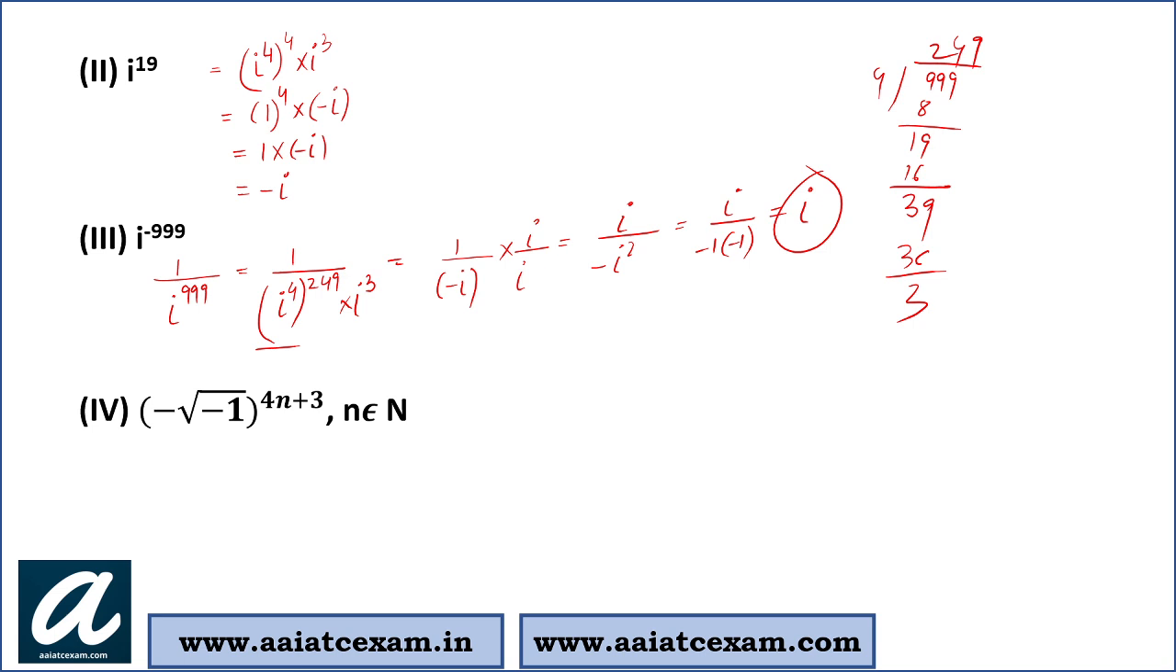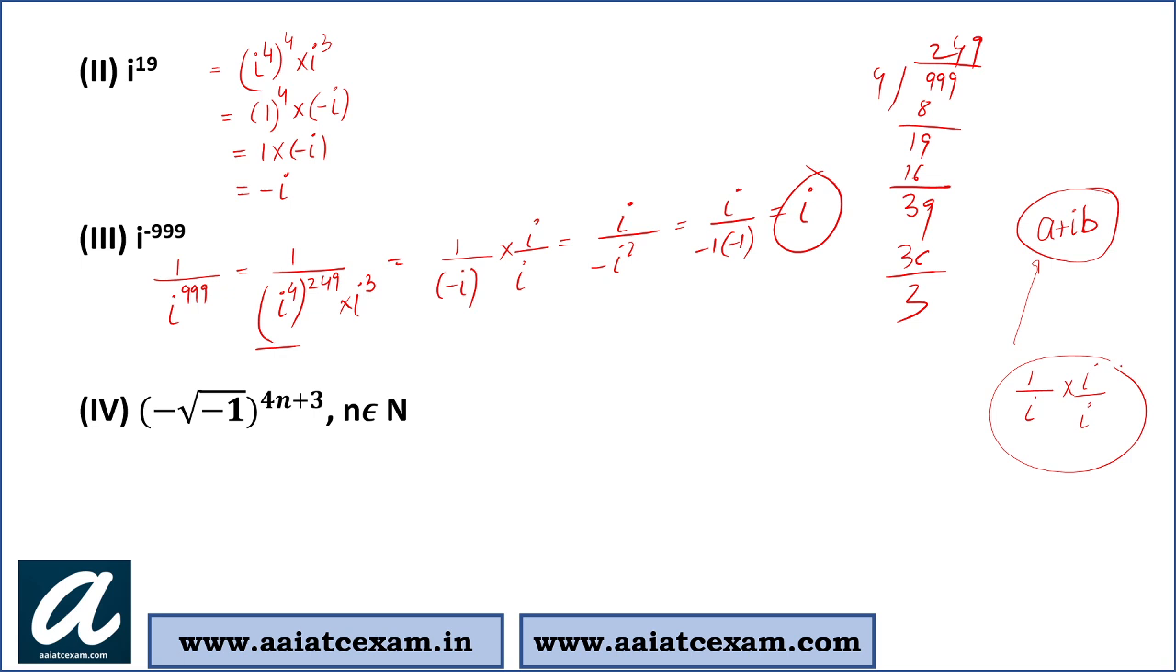Please remember this thing, that whenever you are getting iota in the denominator, just try to convert it into the standard form. What is standard form, students? Any number whenever expressed in the form of a plus iota b, that is called the standard form. So in order to convert 1 upon iota to this form, just multiply by iota and divide by iota, and you will get your number as iota, which is in the standard form.